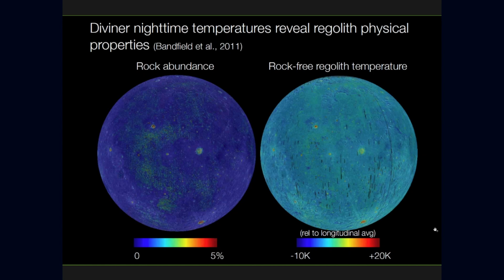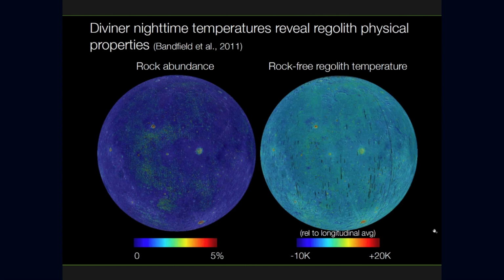And removing the influence of those rocks, he also calculated the temperature of the other fraction, which is the regolith temperature. So shown here on the right is a map of the regolith temperature relative to the longitudinal average at each latitude. It's a relative measurement scaled here from 10 Kelvin below that average to 20 Kelvin above that average. So we notice a couple of important things.